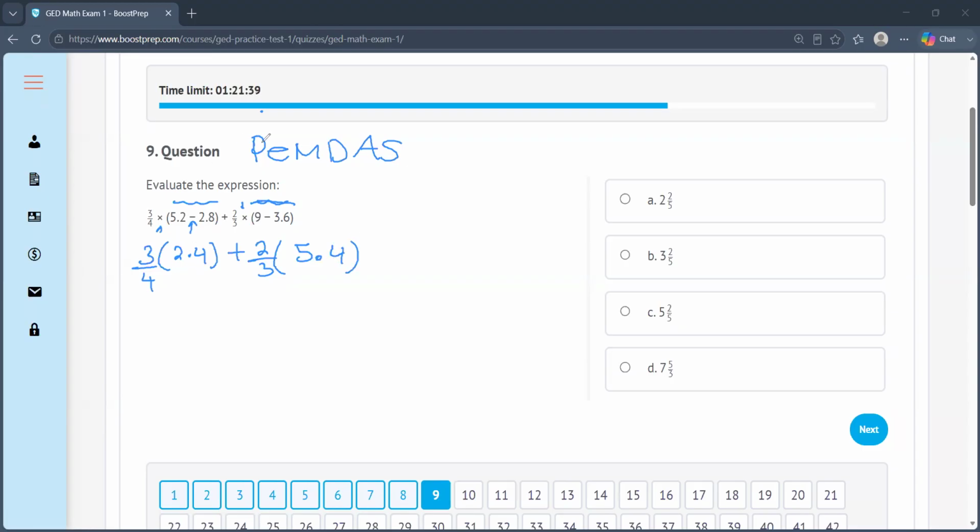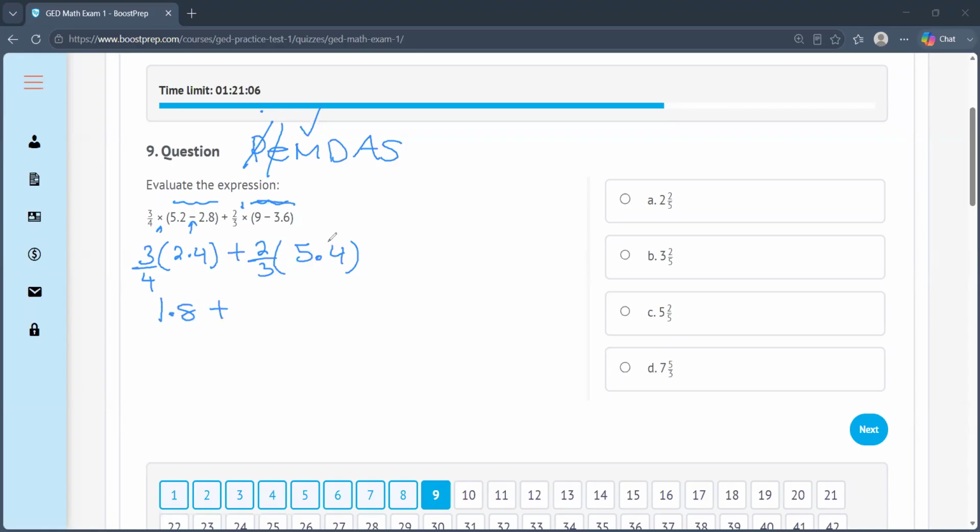Okay, now we did the parentheses, and I bring down what I haven't done. Then do the next one. Do we have an exponent? No. Do we have a multiplication? Yes, we have two multiplications. Let's do that. So what's 3/4 times 2.4? You could just put that in the calculator: 3 times 2.4 divided by 4, or 3/4 times 2.4. That gives me exactly 1.8, plus.